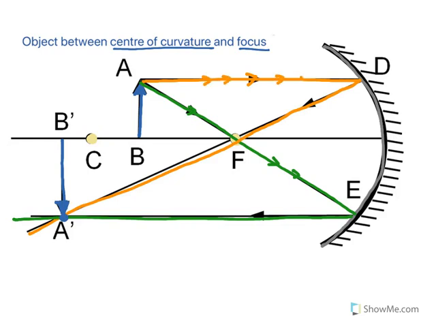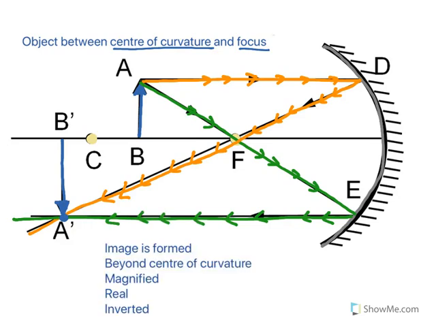So I repeat again, the ray that is parallel will go through the focus, and the ray that has gone through the focus after reflection will go parallel. So the nature of the image in this case, here it will be formed beyond the center of curvature. It's magnified, real, and inverted. See here, the object was kept between C and F, and the image is formed beyond C, this side.